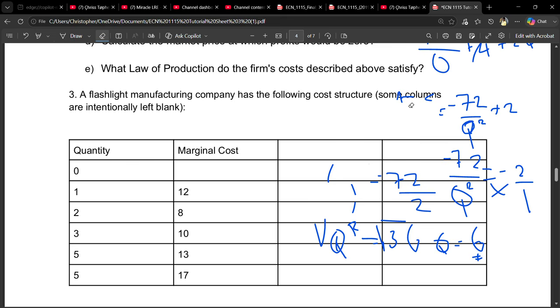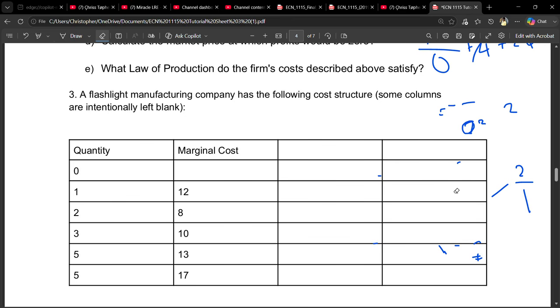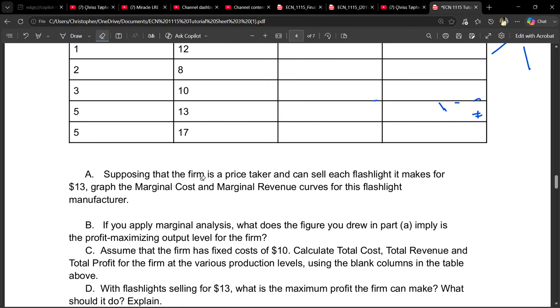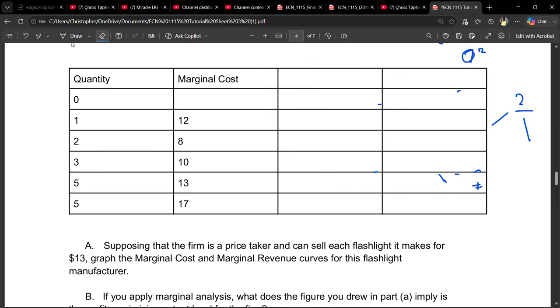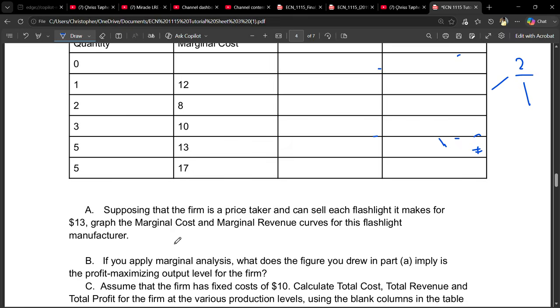Okay, some columns were intentionally left blank like that. We have quantity, we have marginal cost, and the weight is like that. We just go direct to the point. So we know that if we have such things, we're going to be asked to calculate marginal cost somewhere. We are going to be asked to calculate any other thing that will be there.